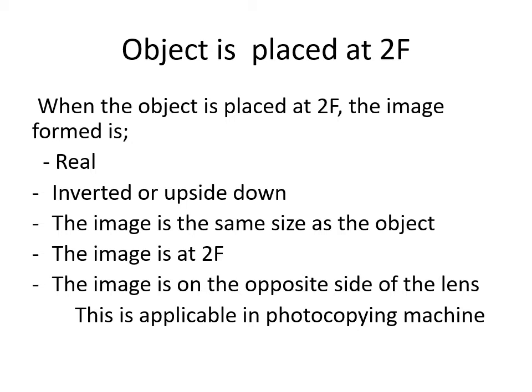Okay, let's look at an object placed at 2F. What happens when you place your object at 2F? When an object is placed at 2F, the image formed is real, inverted or upside down. The image is the same size as the object. The image is at 2F. The image is on the opposite side of the lens. And the application of this is found in the photocopying machine.